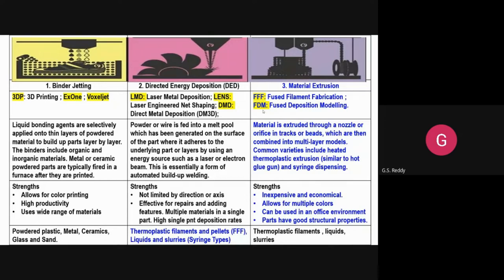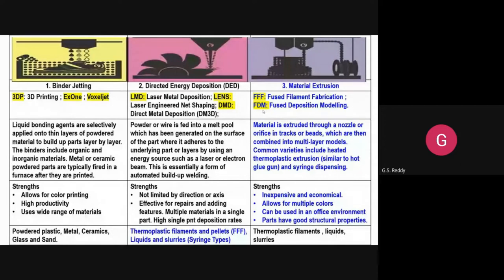The second one is directed energy deposition, DED. It has other names like LMD, laser metal deposition. LENS, laser engineered net shaping, is very popular, as are DMD, direct metal deposition, and DM3D, and things like that. Here, essentially, the powder or wire is fed into the melt pool, which has been generated on the surface of the part, where it adheres to the underlying part or layers by using an energy source such as a laser or electron beam. This is essentially a form of automated buildup welding. The electron beam is especially used when we're dealing with very high melting point materials.